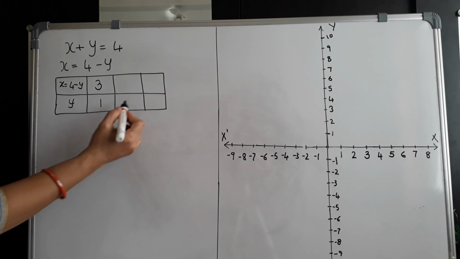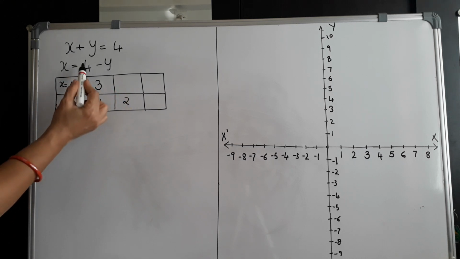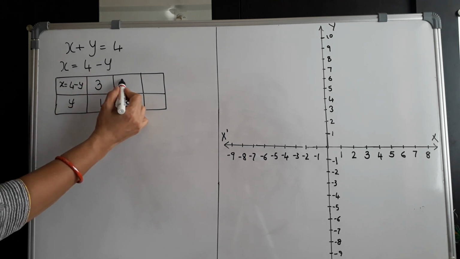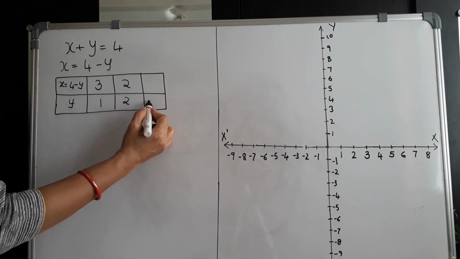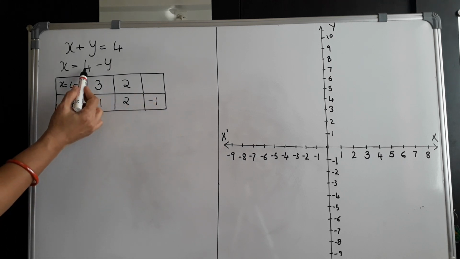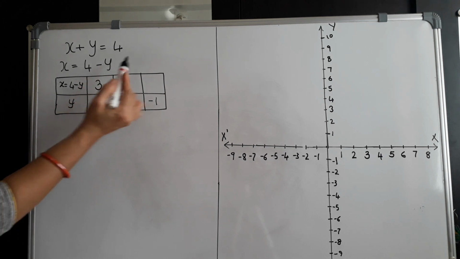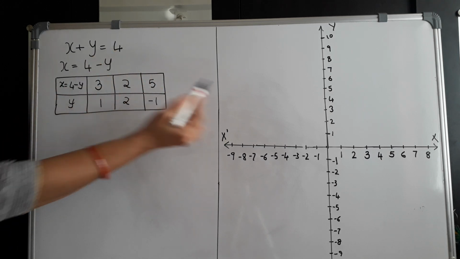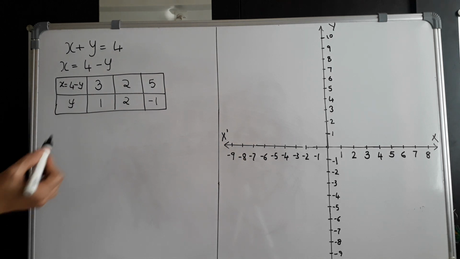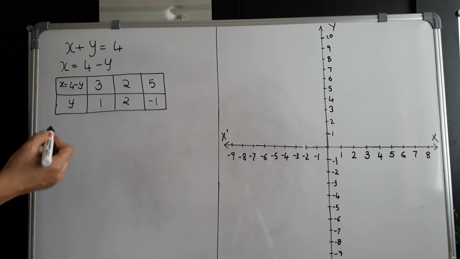Next, suppose we take the y value as 2. Then the value of x will be 4 minus 2, that is 2. Now suppose we take y as minus 1. Then it will be 4 minus minus 1, and that minus minus will become plus 1. So you get 4 plus 1 as 5. So these are the points which we should plot on the graph. But we shall do more equations.